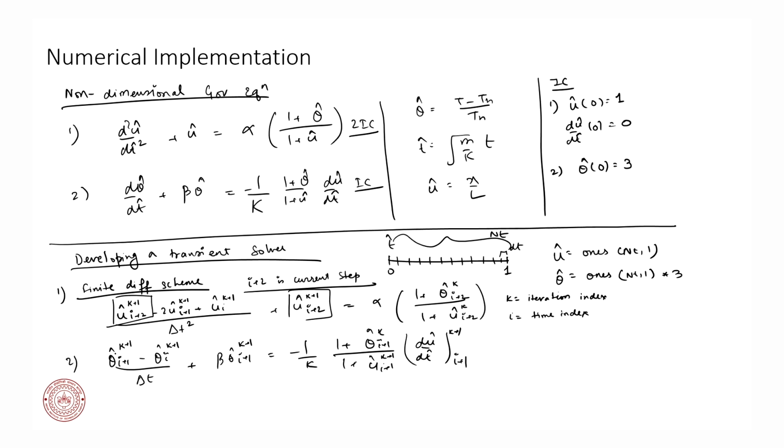So, what we are doing is trying to solve for this term, the one with the minus sign over here, based upon everything else. So, you can take everything else to the right hand side and keep the unknown term on the left. With this, from the first equation, we are trying to solve for u of i plus 2 at k plus 1. From here, we are trying to set it up for theta of i plus 1 at k plus 1.